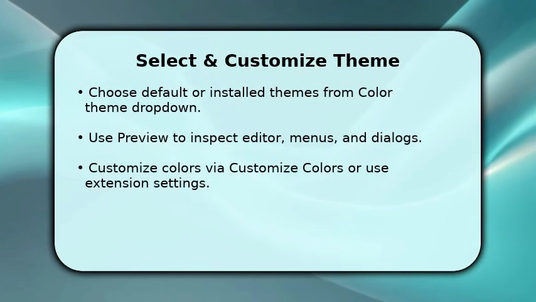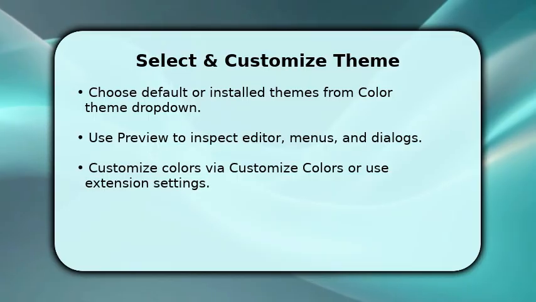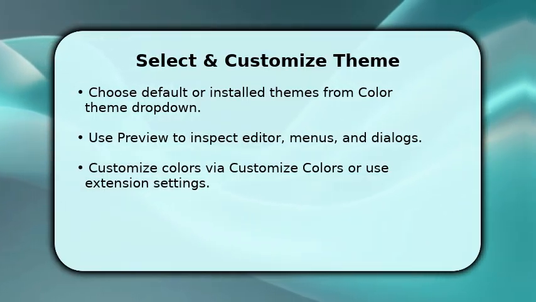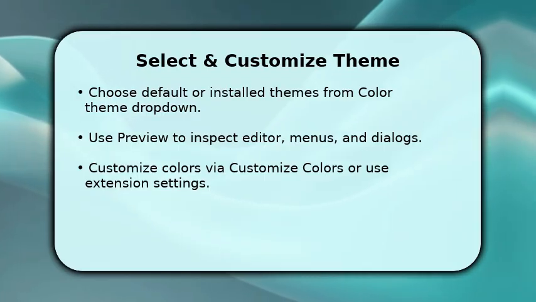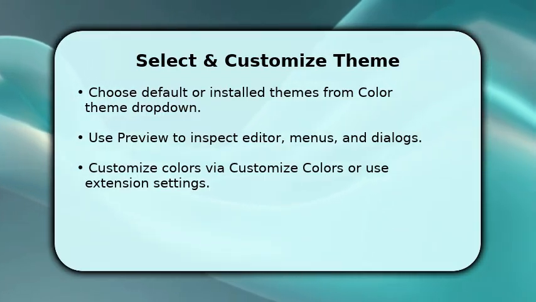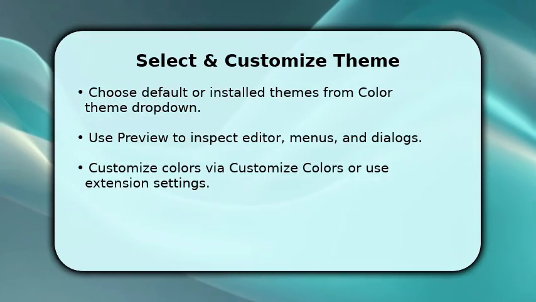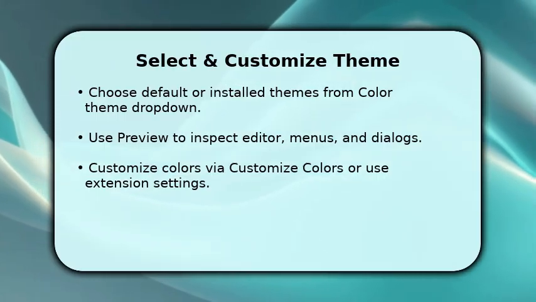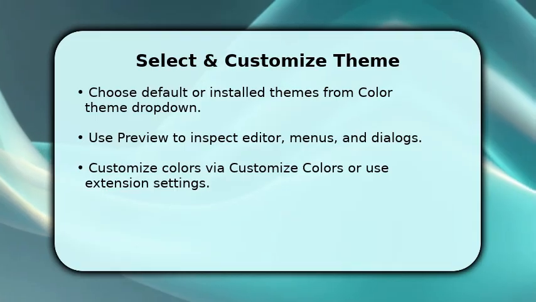Now choose the Color Theme drop-down under Environment General and pick a built-in or installed theme. You can preview how Editor, tool windows, and menus look before applying. If you need finer control, click Customize Colors to change editor background, text, and UI accents, or open the Theme Extensions options for more presets.